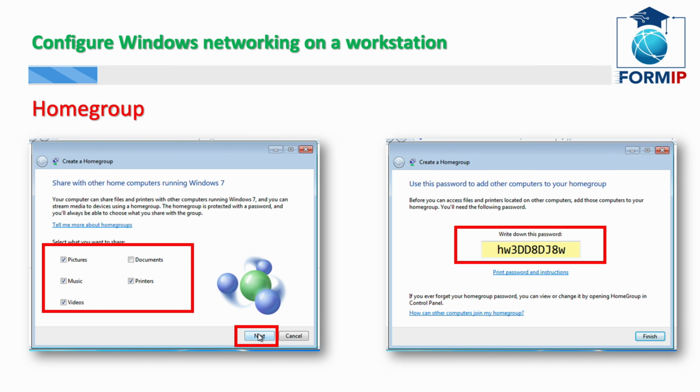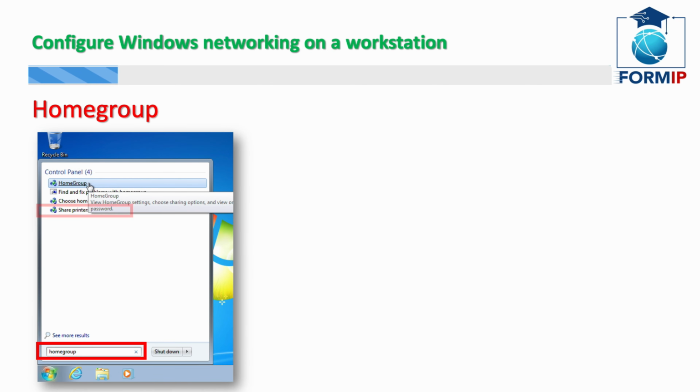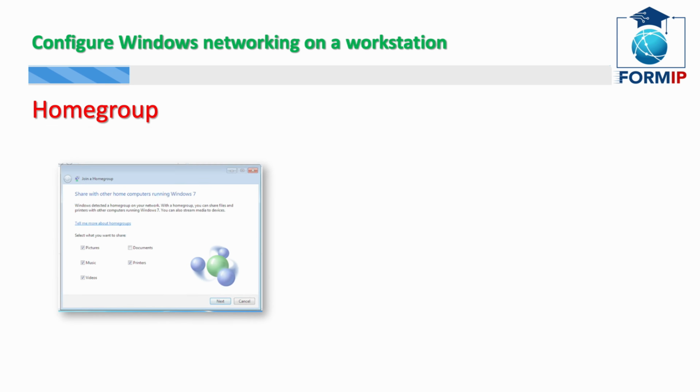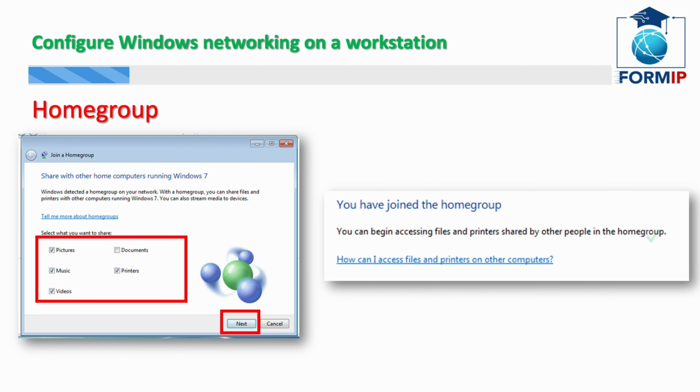Now let's see how to add a computer. In the Start menu, type HomeGroup and open Settings. Then click Join. Choose the folders you want to share. Click Next, and finally, enter the password for the home group. And there you have it. You have joined the home group.